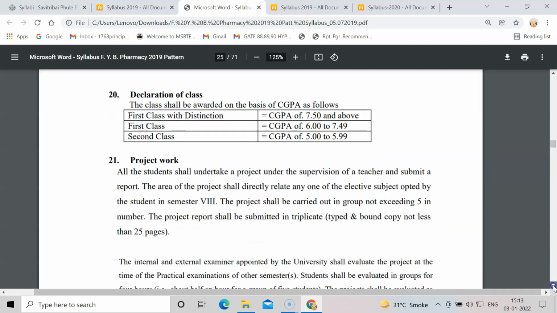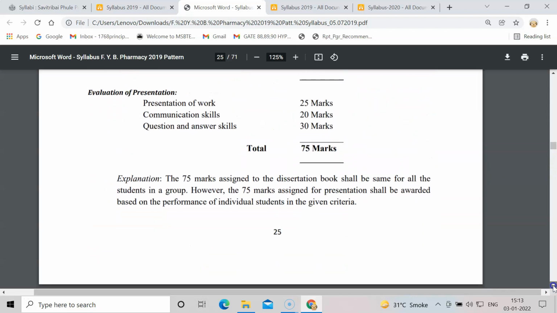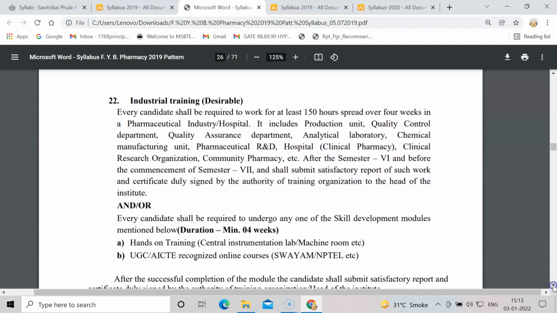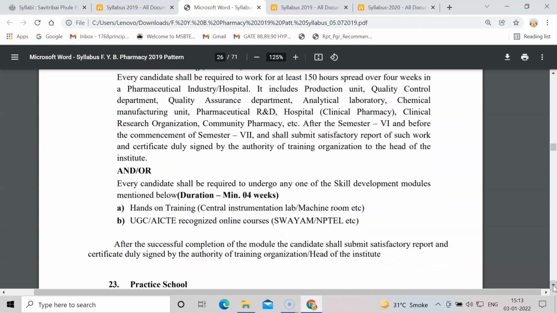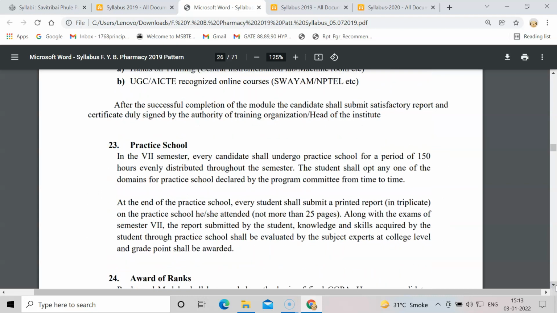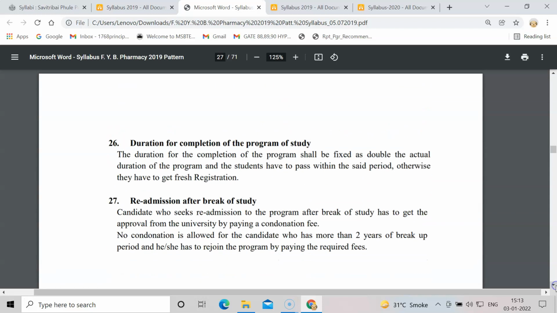Here you are having an opportunity for project work in the final semester, so you can read the rules about it. You can have industrial training, or some hands-on training, or UGC approved or AICTE recognized courses like SWAYAM or NPTEL. So you can do that. And one more point is practice school, which is in 7th sem. So you can read this PDF.